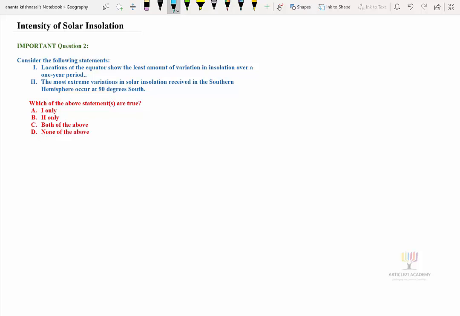Look at this particular question. There are two statements given again. The first statement says that the locations at the equator show the least amount of variation in insolation over a 1 year period of Earth's revolution, and the second statement says that the most extreme variations in solar insolation received in the southern hemisphere occur at 90 degrees south.